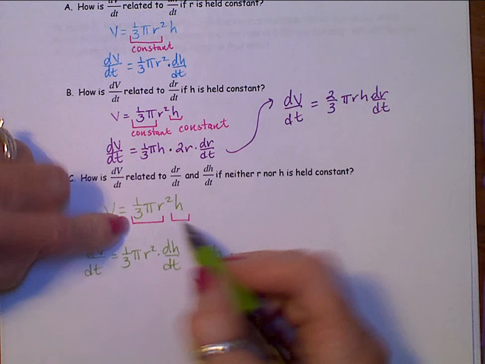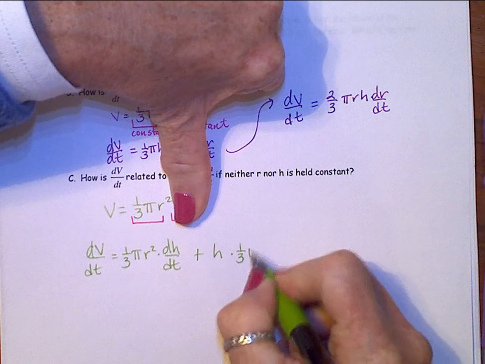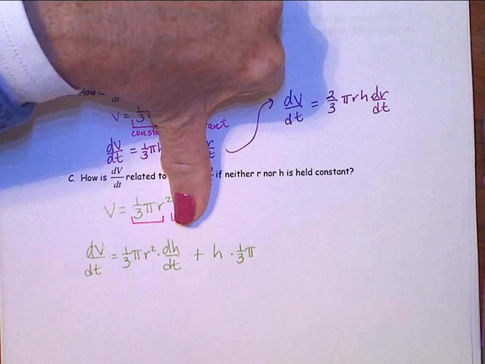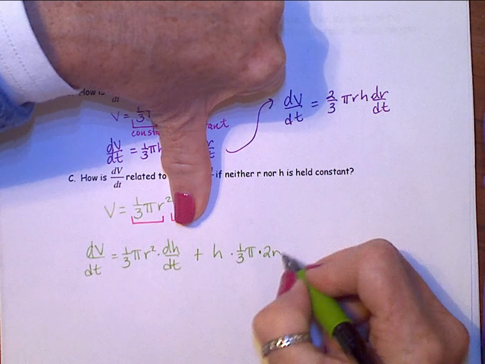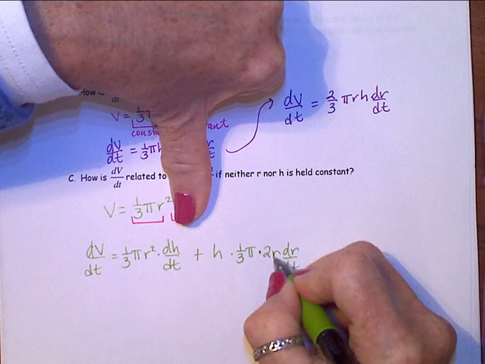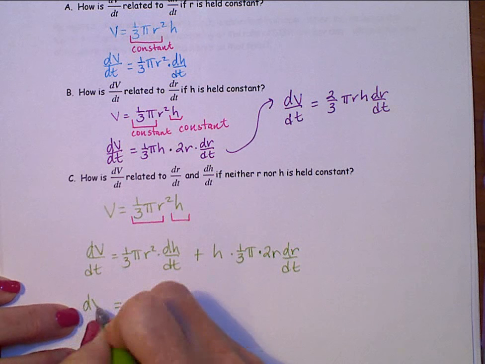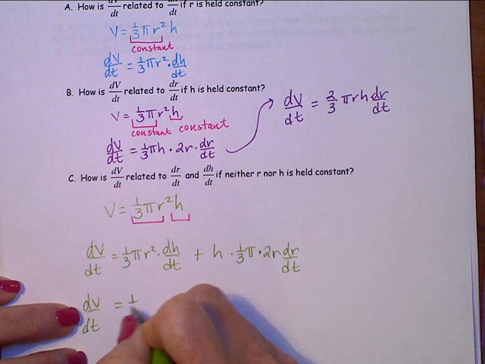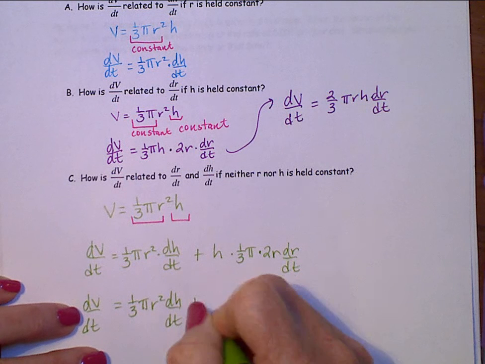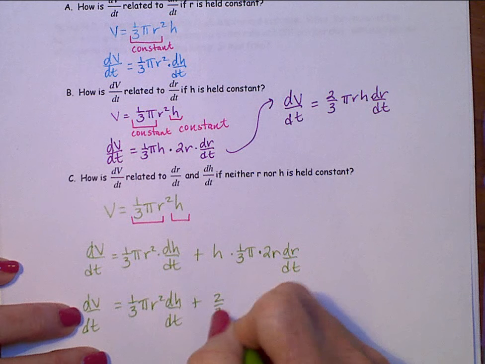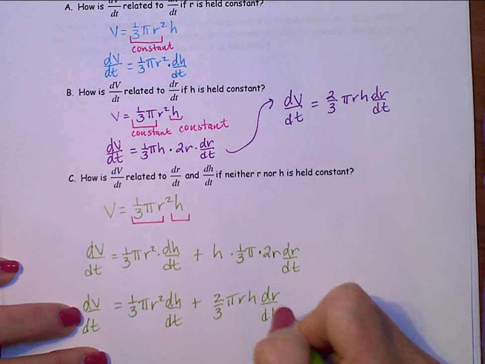And in this first one, that 1/3 pi r squared, the 1/3 pi is constant multiple, that comes down. The derivative of the r squared, 2r, dr dt. And cleaning this up, 1/3 pi r squared dh dt plus 2/3 pi rh dr dt.